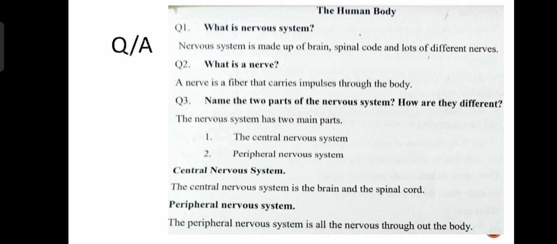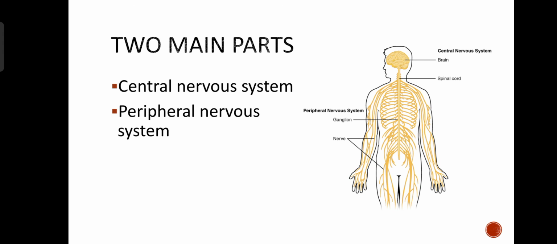So in this lecture you have to remember what the nervous system is. The nervous system consists of brain, spinal cord, and nerves. How many types of nervous system? Peripheral and central nervous system, right? And these are some of the questions that you have to revise, because you have already learned these questions. Question number 1 is, what is the nervous system? Second is, what is a nerve? And you also have to remember this: a nerve is a fiber that carries impulses through the body. 2 parts of the nervous system: central and peripheral.